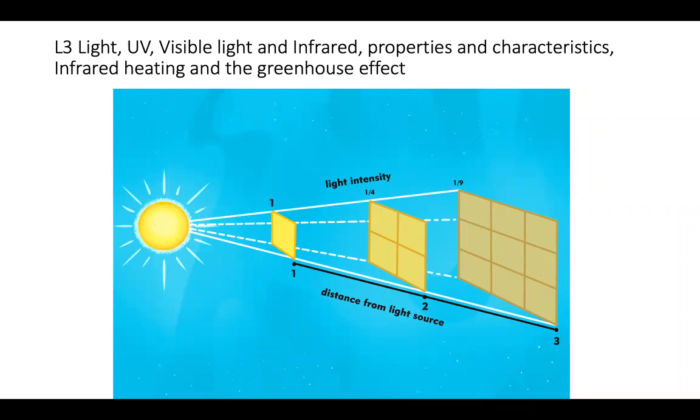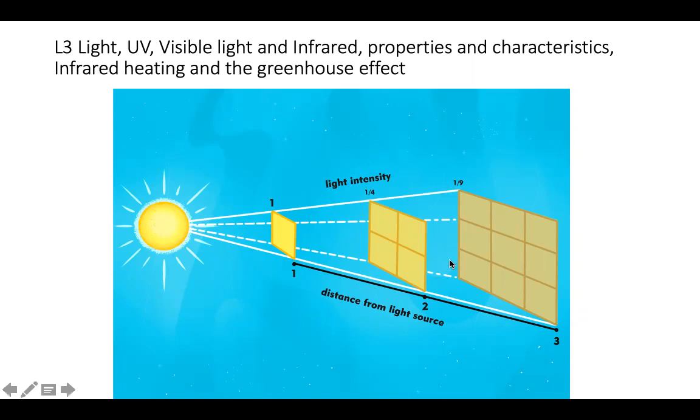If we were to move and increase the distance from this light source, we would find that the light intensity decreases. But what is that relationship? We can see here, if we are 1 meter away from our light source, the area that all of those photons need to cover is 1 square meter.